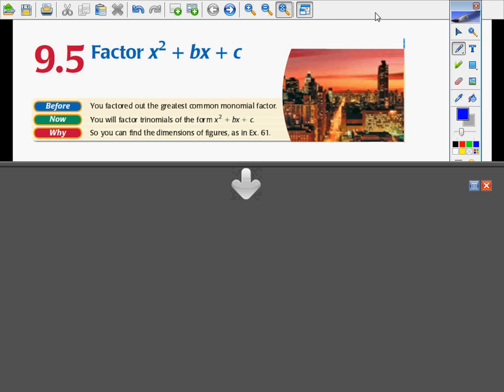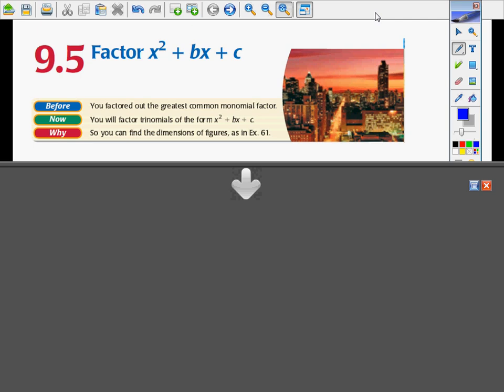Lesson 9.5 is going to have us factor polynomials that are in the form x squared plus bx plus c. Before, we factored out common monomial factors, looking to see what was the greatest common factor of each term. But now we have a specific polynomial that we're going to factor, and in fact they're going to be the trinomials x squared plus bx plus c.